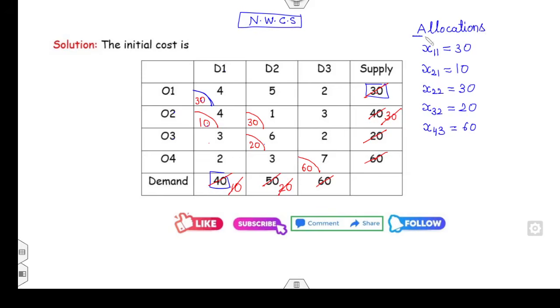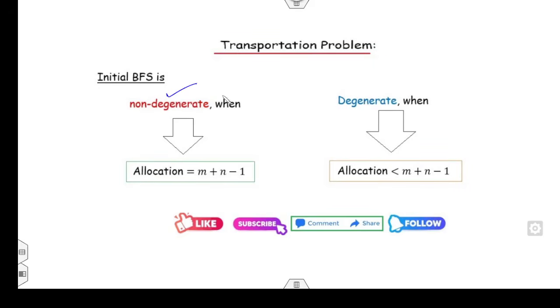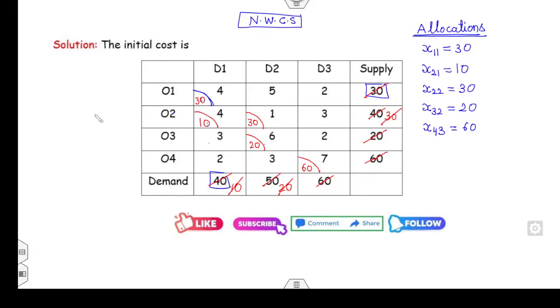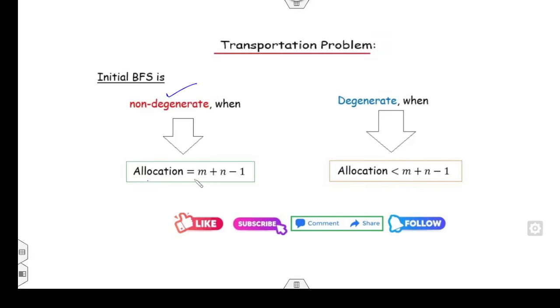Fine. Now the next step is to check whether these allocations are degenerate or non-degenerate. How can you check? The number of rows is 4, and the number of columns is 3. I denote the number of rows as m and the number of columns as n. Whenever the allocations are m plus n minus 1, we call it a non-degenerate solution. And whenever the allocations are less than m plus n minus 1, we have a degenerate solution. Always remember, our target is to find the non-degenerate solution.